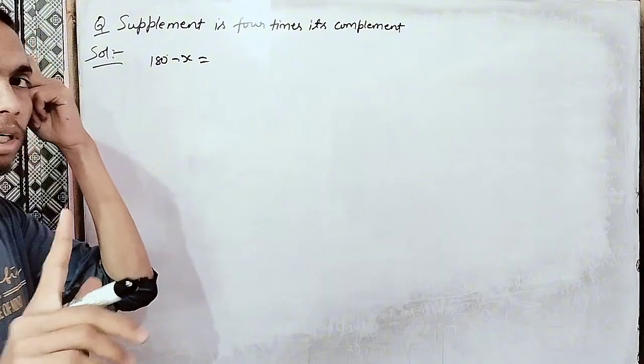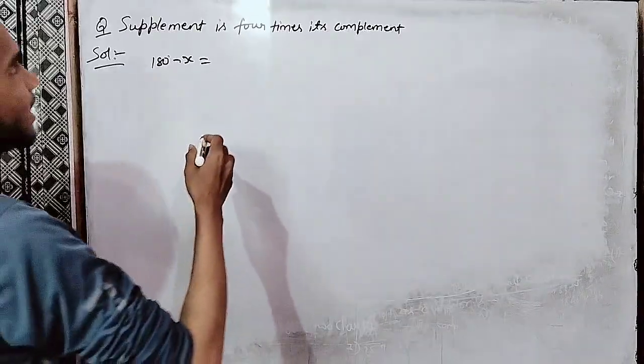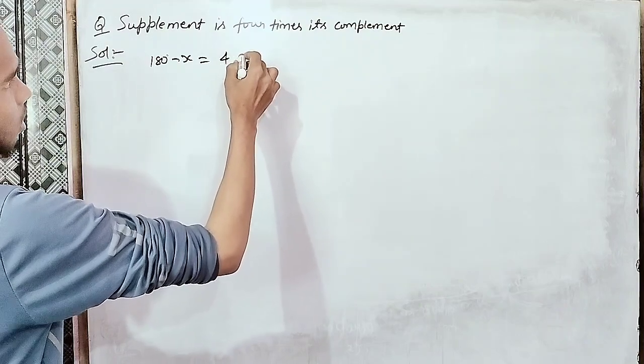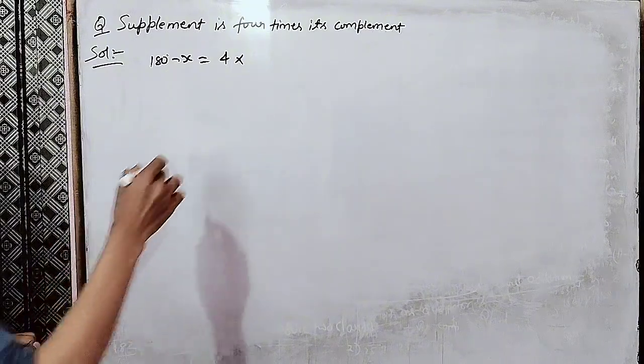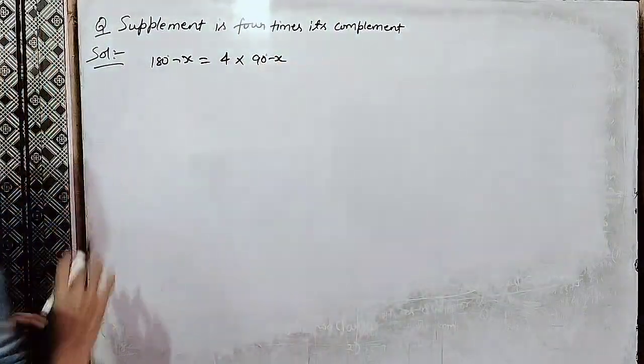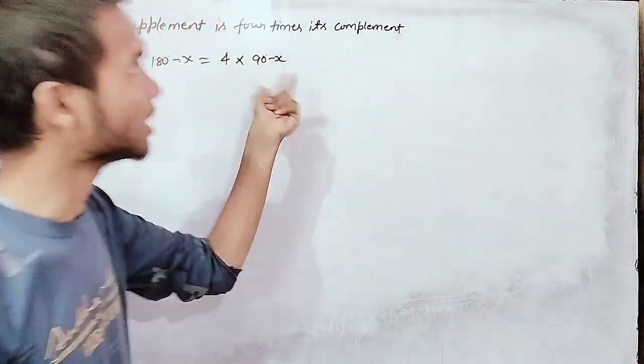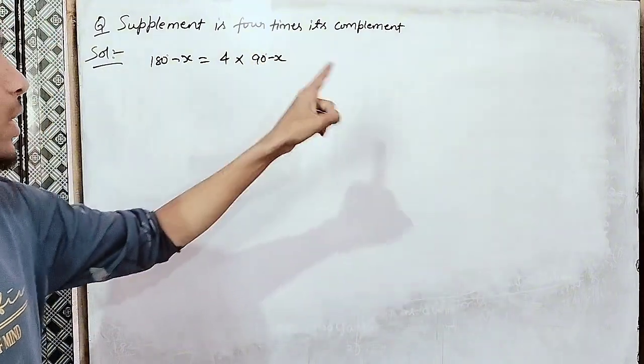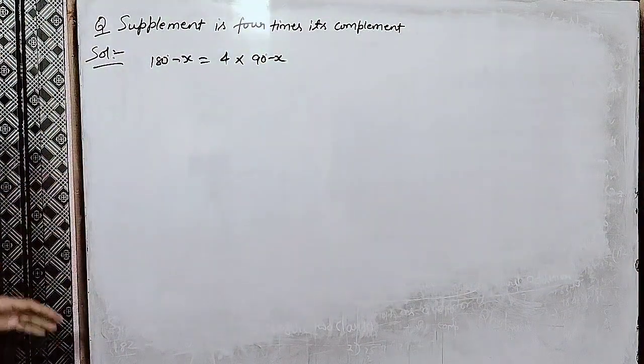First, the supplement, which means 180 minus x, is how much? 4 times, here we are not looking at dividing by 4, so 4 times its complement, so 90 minus x. This is our equation of this statement. We converted the statement into an equation.